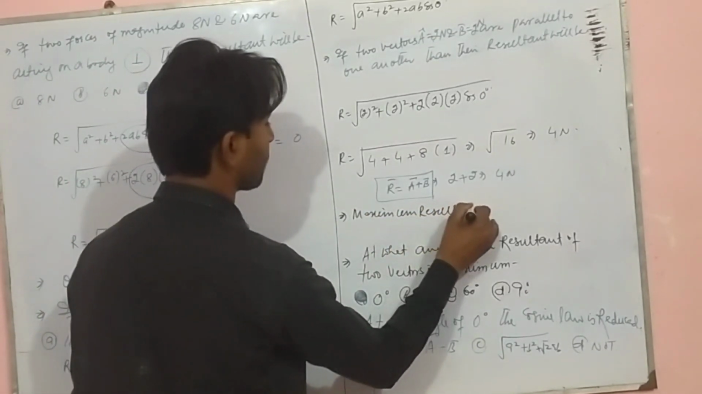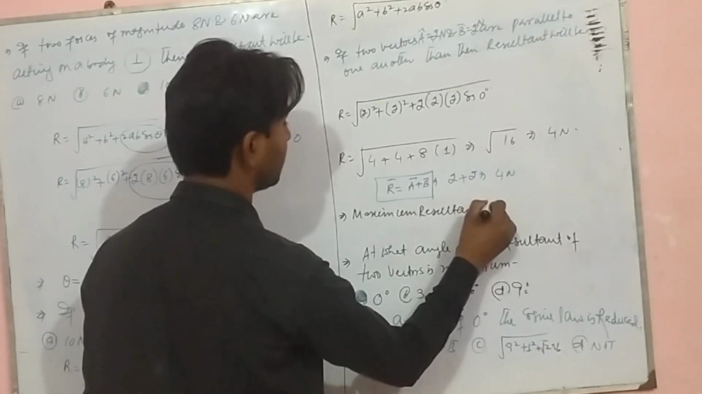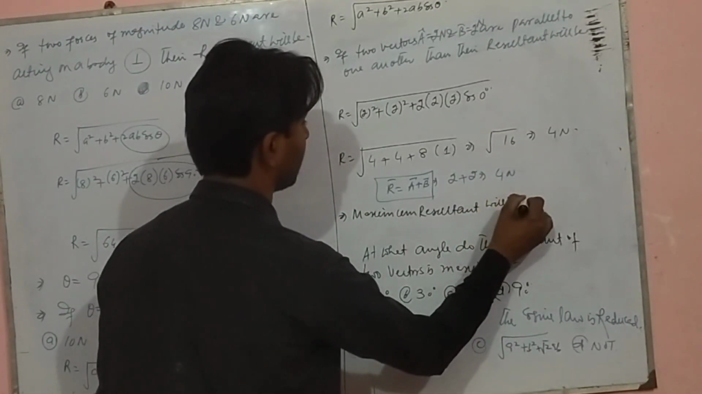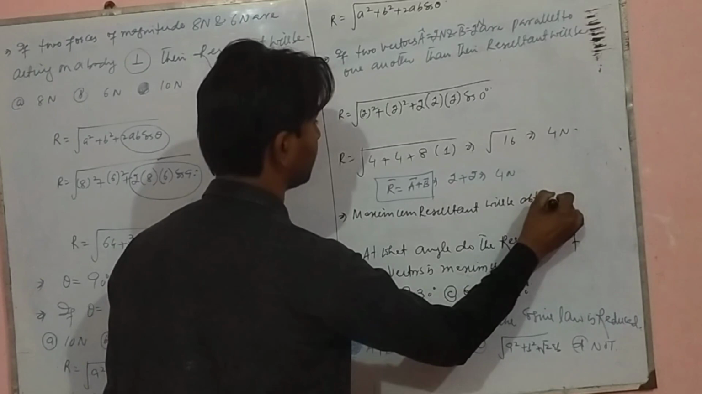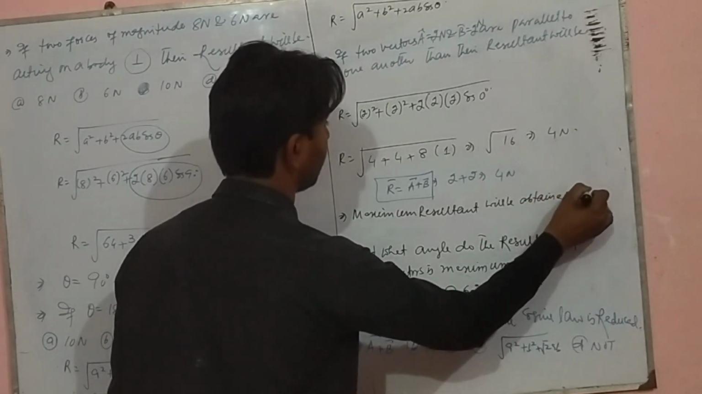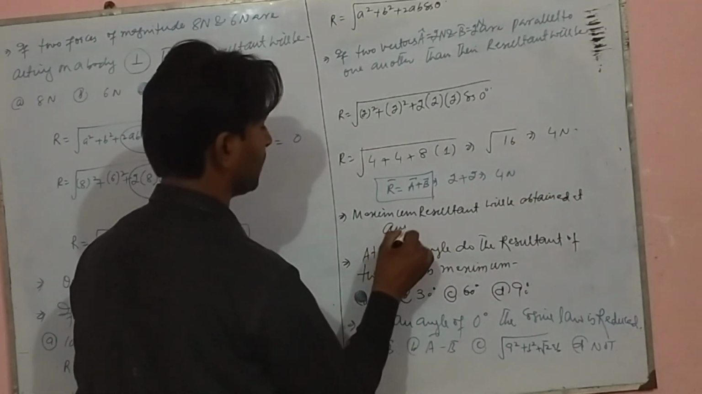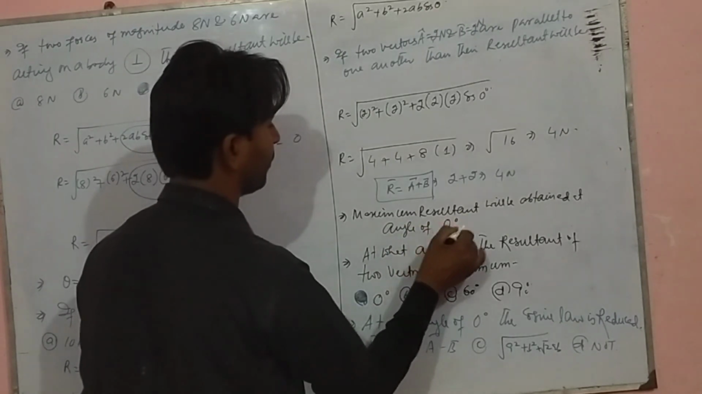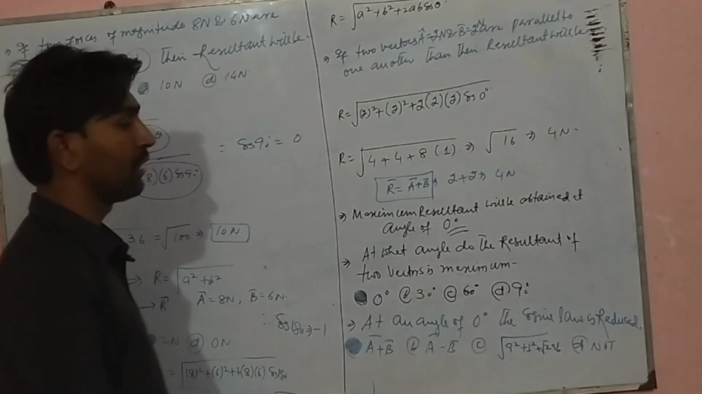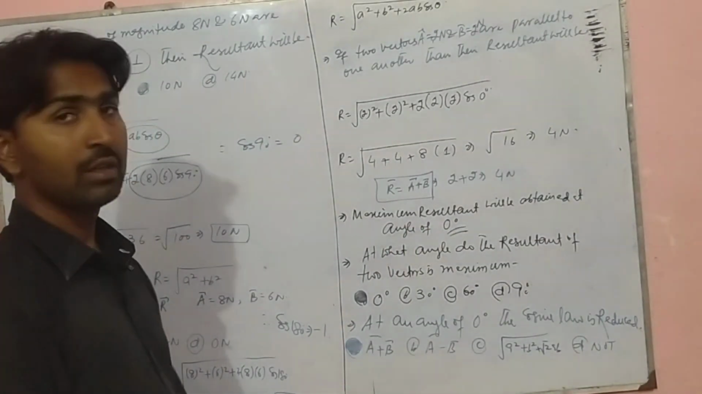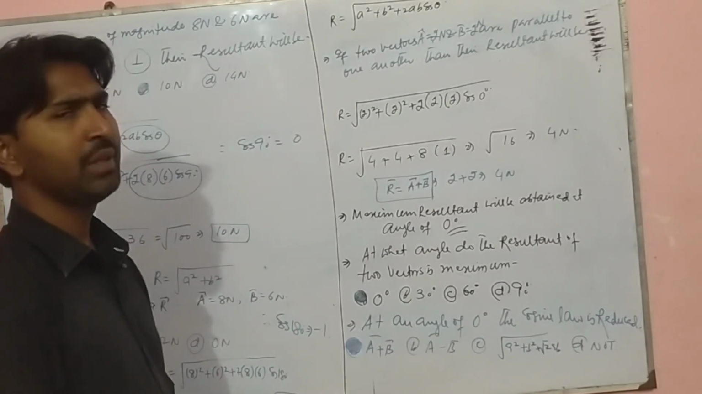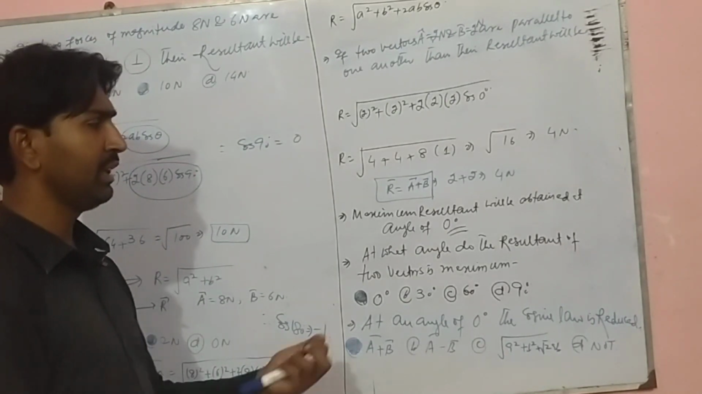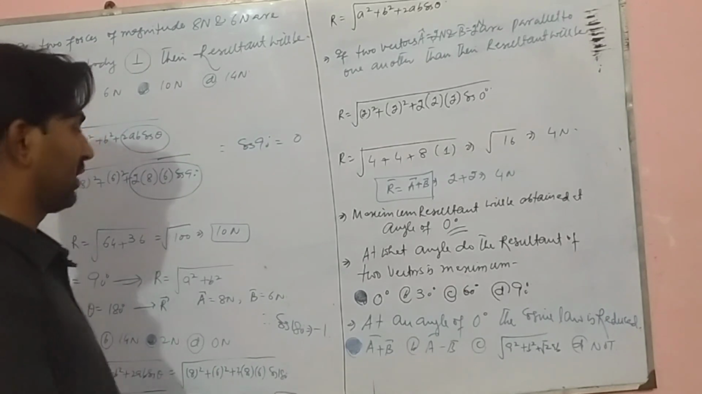Maximum resultant will be obtained at an angle of 0 degree. Means if the two vectors are parallel to each other, then their resultant will be maximum only and only at the 0 degree when they are parallel.